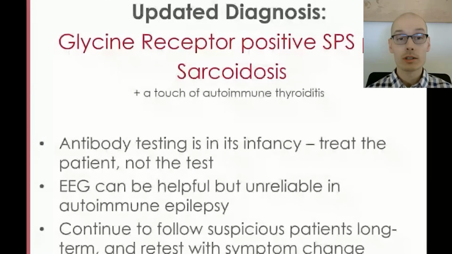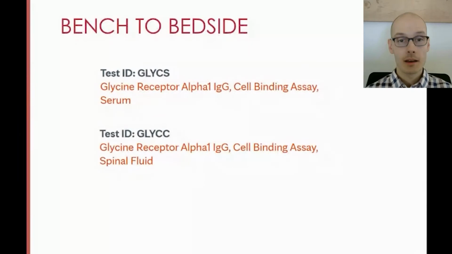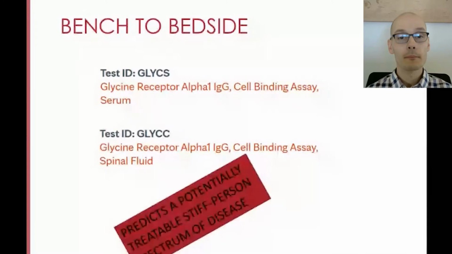So this highlights a case of where we need to keep our differential and our working diagnosis open even over many, many years. And again, this is just one laboratory that has now commercialized a test. In glycine receptor in general, it predicts a potentially treatable stiff person spectrum of disease. So it's a useful biomarker.